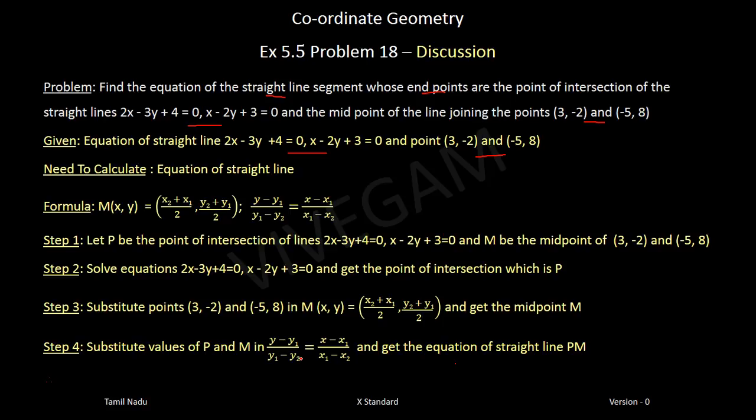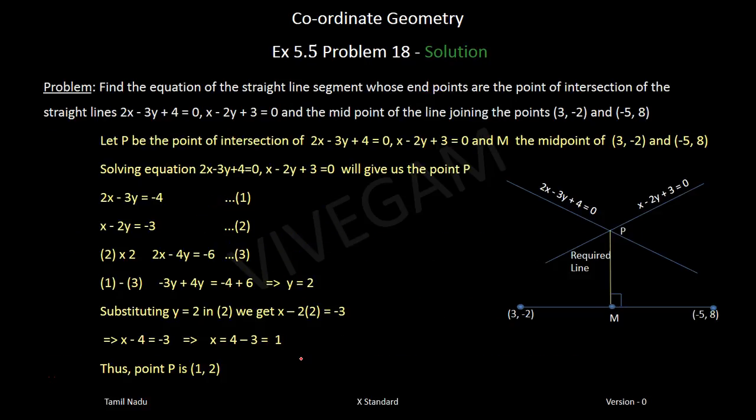Okay, so what I suggest is pause the video here and try to work this problem on your own, and on completion please come back and check your working against our solution. Okay, now here I've got the figure for you. These are the 2 lines, they intersect at point P, and these are the 2 points, M is the midpoint, and the required line is PM.